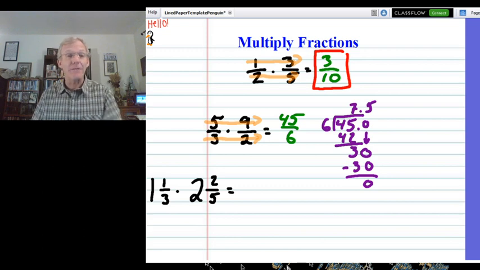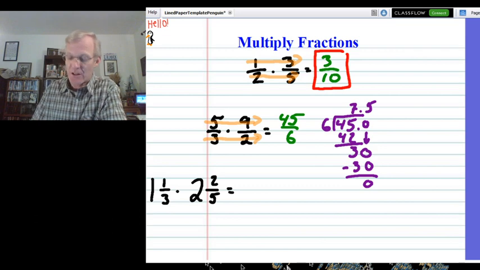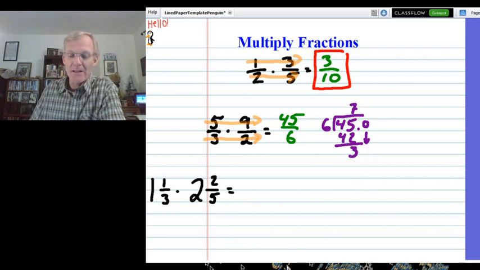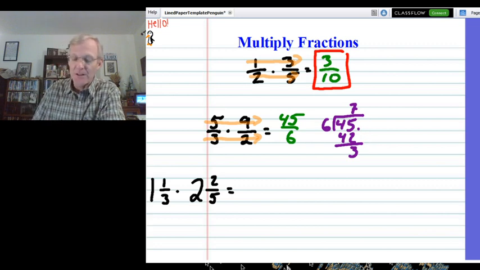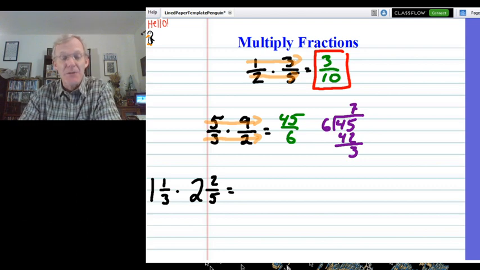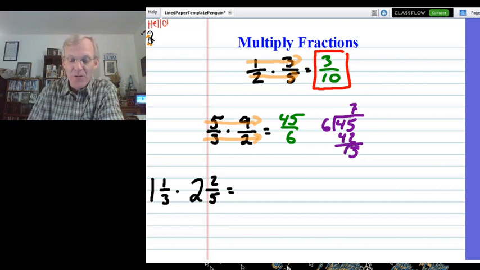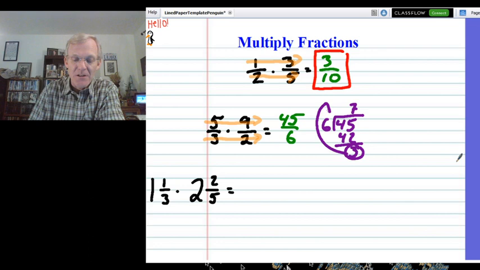So 7.5. But later still, probably in Algebra 1 last year, maybe a little sooner than that, we learned one more way to deal with this. And this is what we're going to need to know here. The other way we learned to deal with it, instead of a remainder or adding a decimal 0, is to take this remainder and put it on top of the divisor. So we get 7 and 3/6.